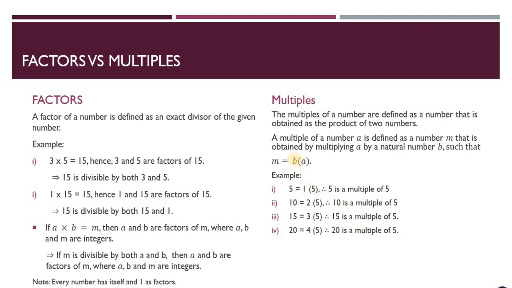And we can see the relationship between this equation here, where M is the multiple, as in 5, 10, 15, and 20 are multiples of 5. So M is a multiple of A, whereby B here represents the natural numbers 1, 2, 3, 4, and so forth. So if M is equal to B times A, where the quantity A is multiplied by the integer B, then M is a multiple of A.